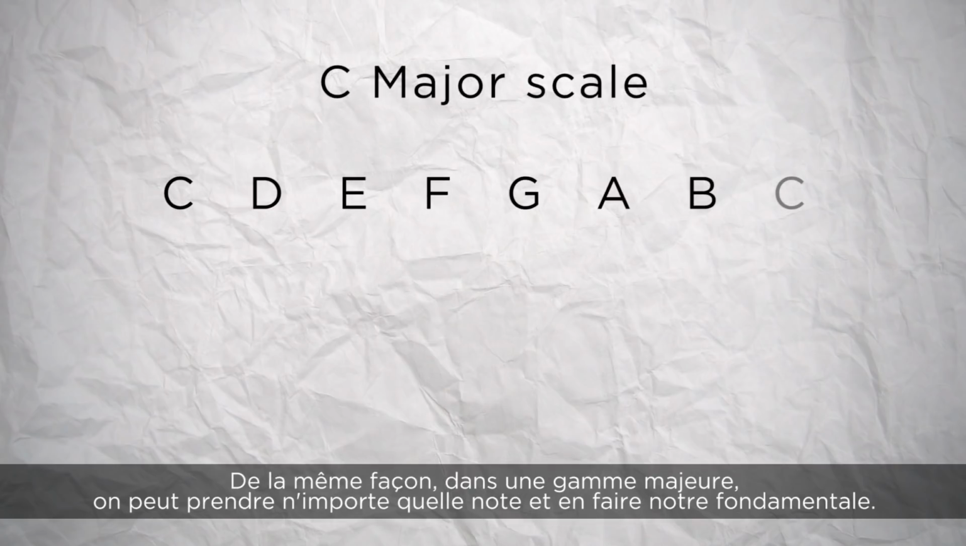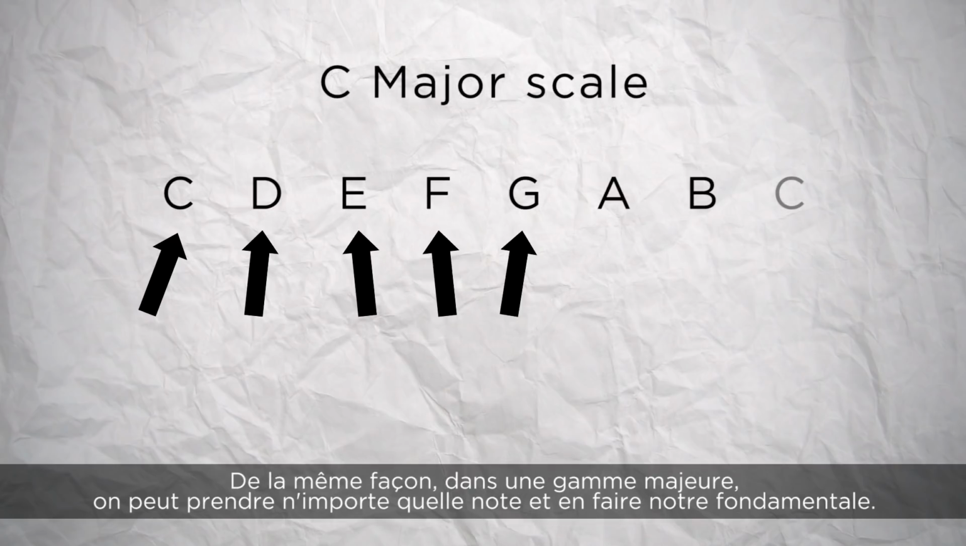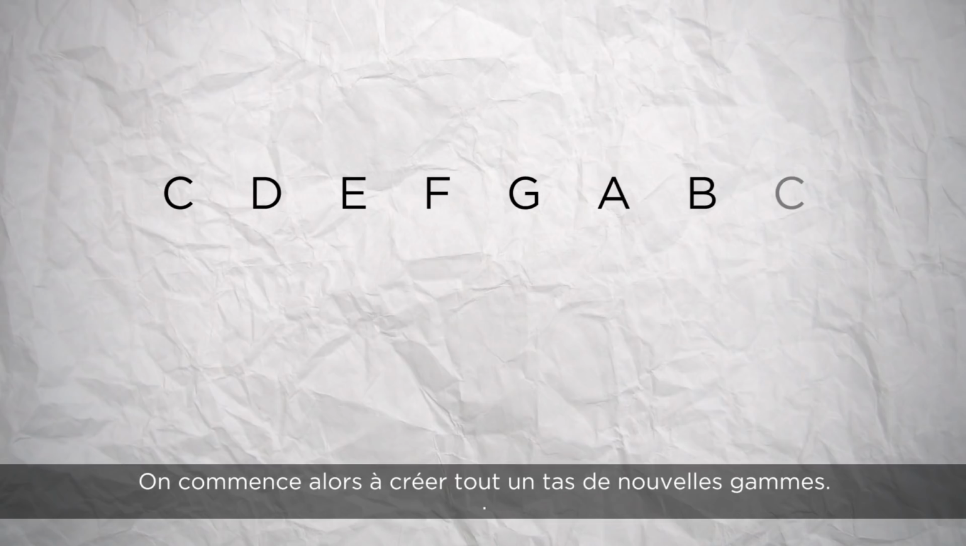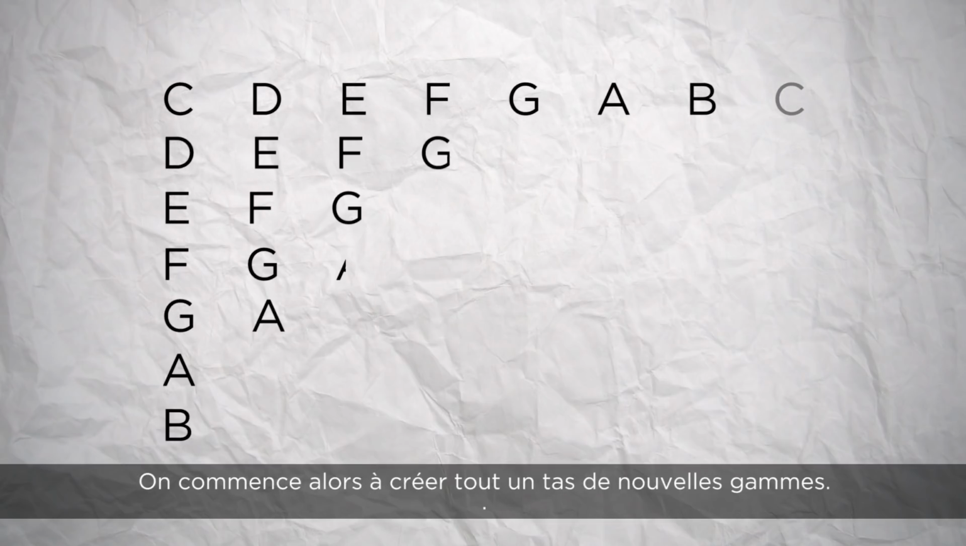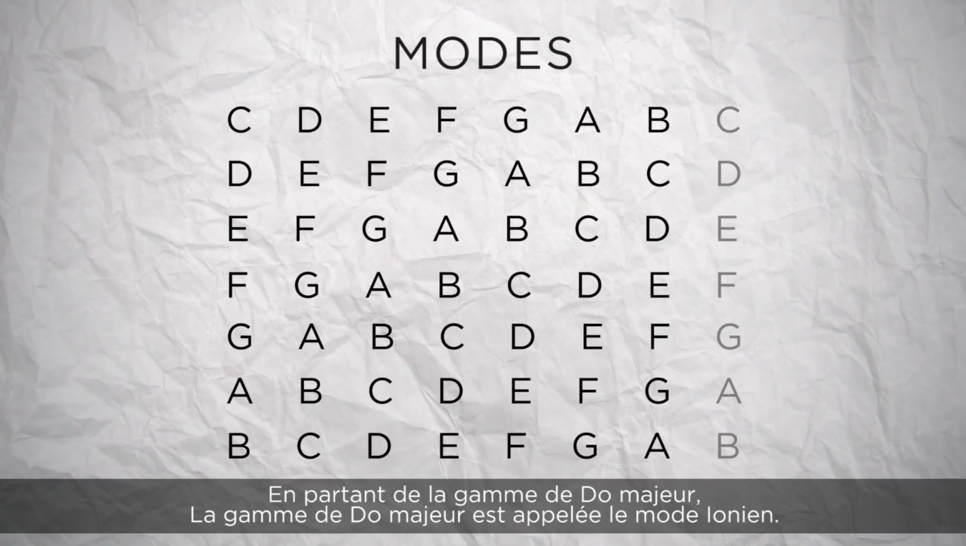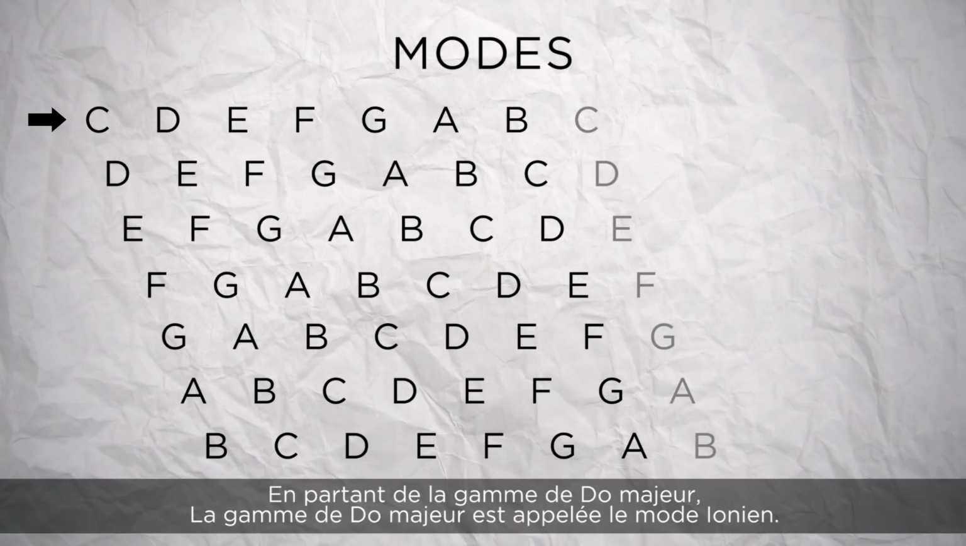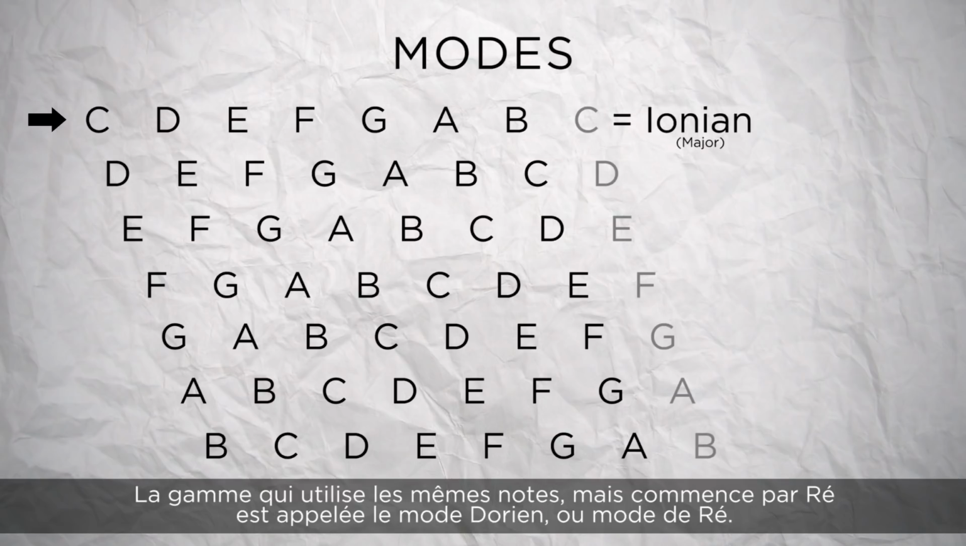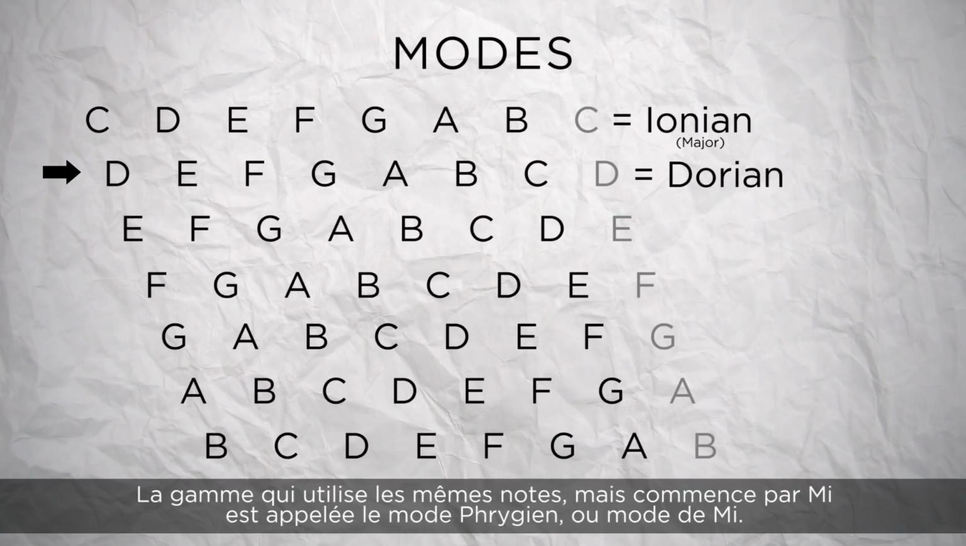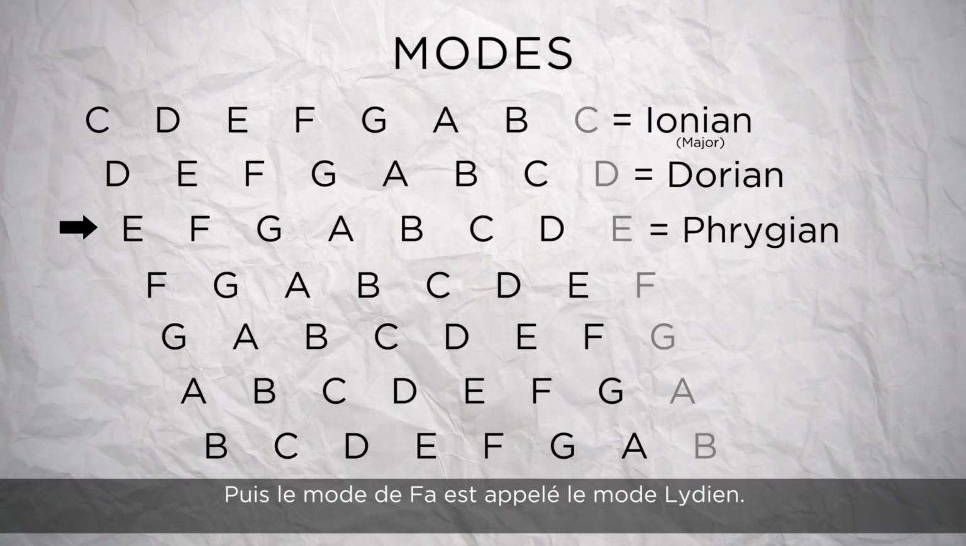In the same fashion, from a major scale, we can take any note as a fundamental, as our home note. And then we start building a whole bunch of new scales. And this is what we call modes. Starting with the C major scale, the C major scale is actually called the Ionian mode, or mode of C. The scale that uses the same notes but starting from D is called the Dorian mode, or mode of D. The scale that uses the same notes but starting from E is called the Phrygian mode, or mode of E, and then the mode of F is called the Lydian mode.